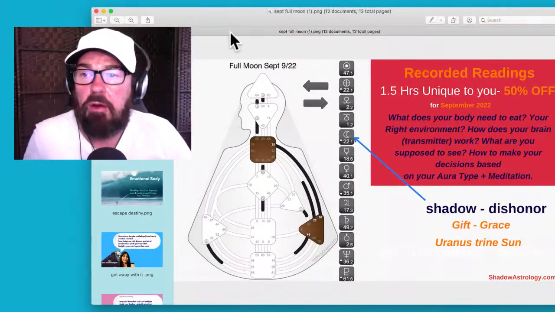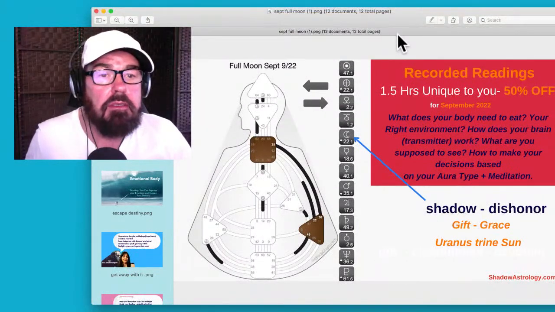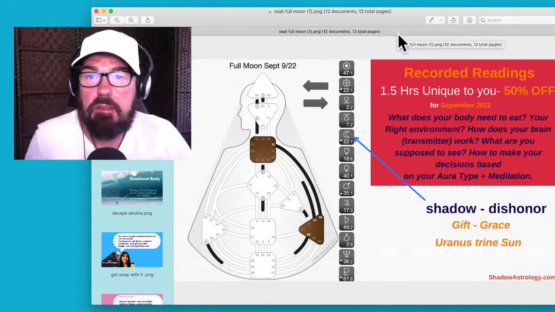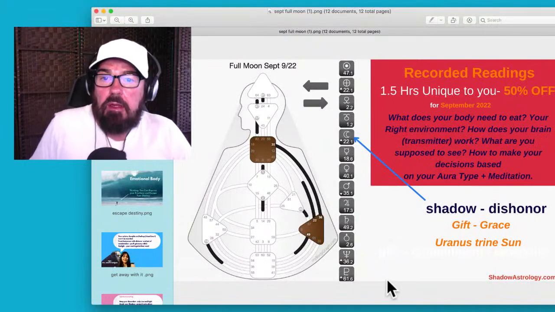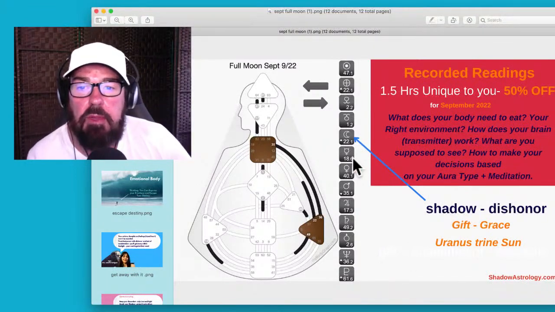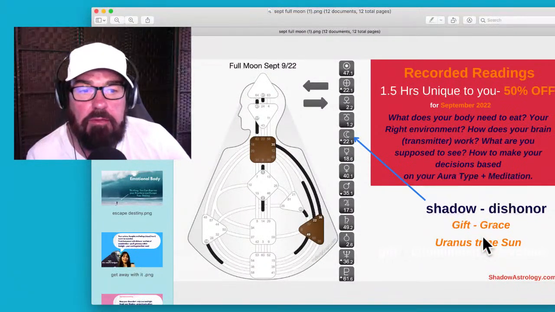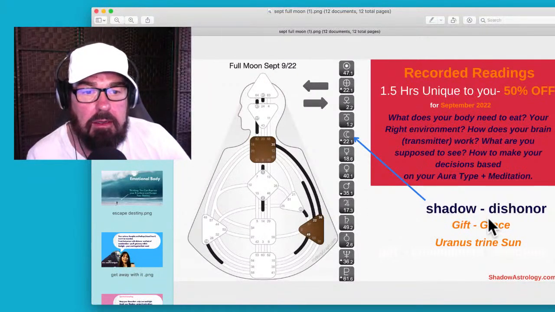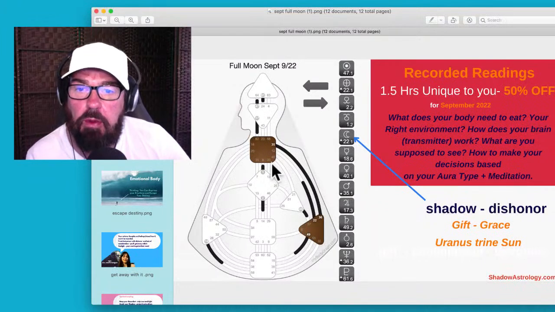So there's the chart. Okay, so everybody can see that. We can see that the moon is in the 22.1, and that's the shadow of dishonor, and it's the gift of grace. So let's look at what's defined first. What gives it definition?